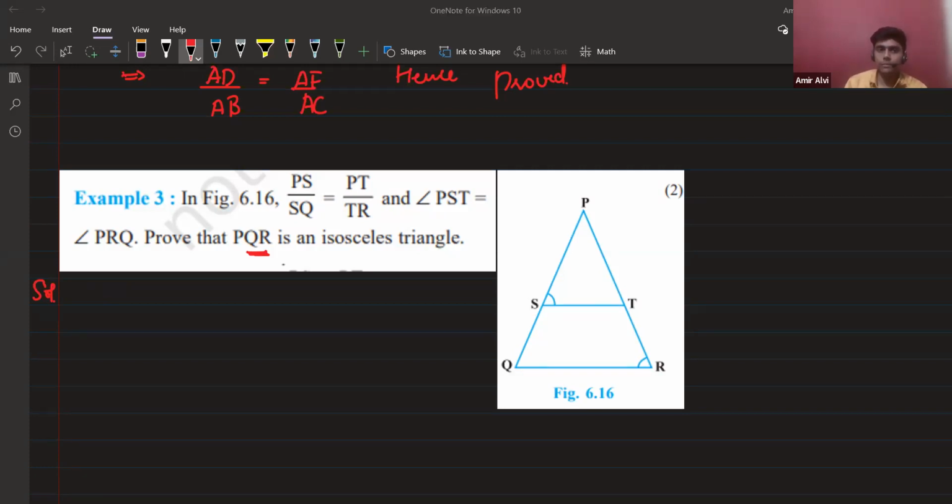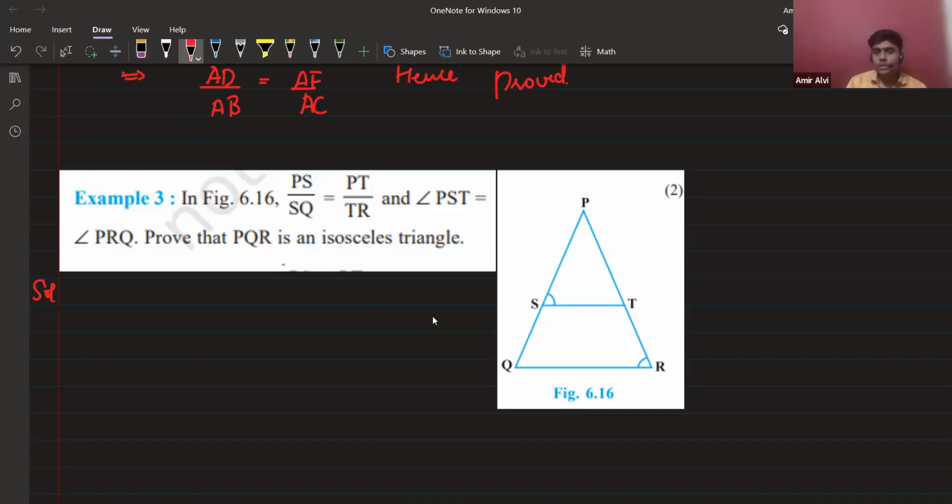Yes, Adil? Two sides are congruent to each other. You're saying congruent. No, not two sides are congruent.